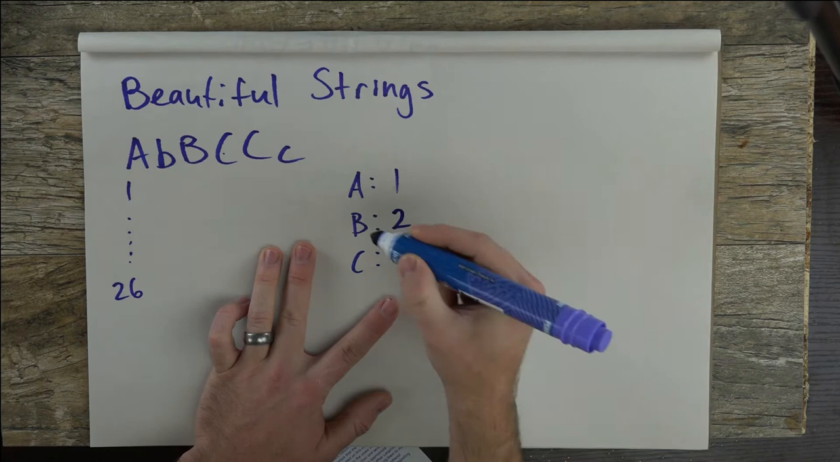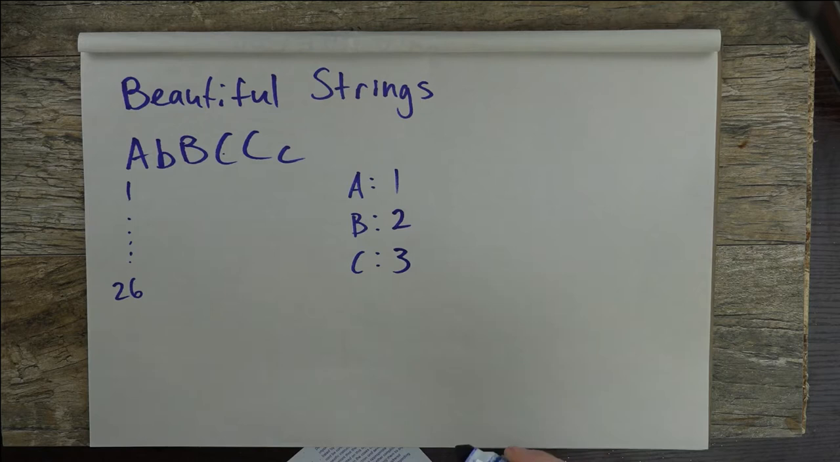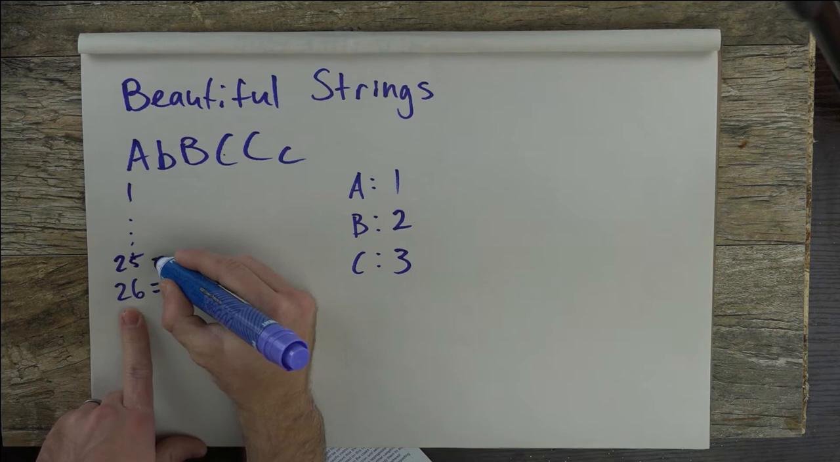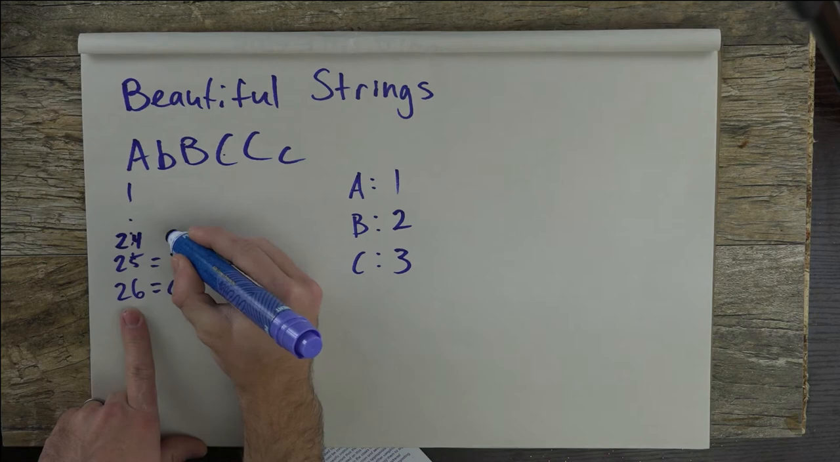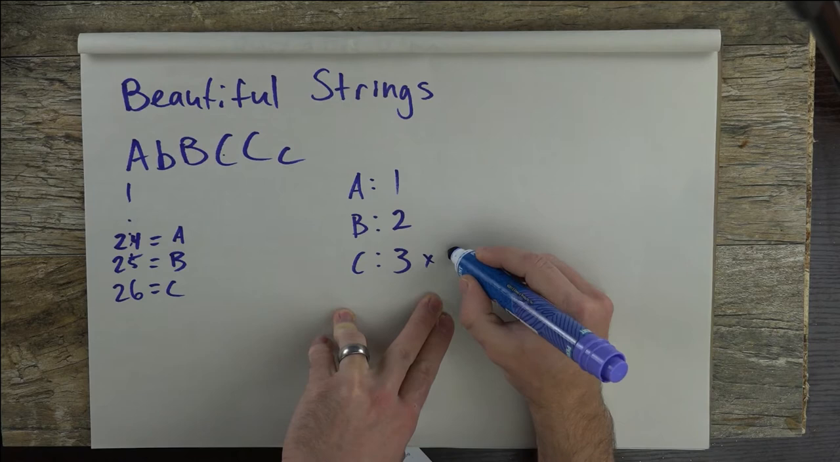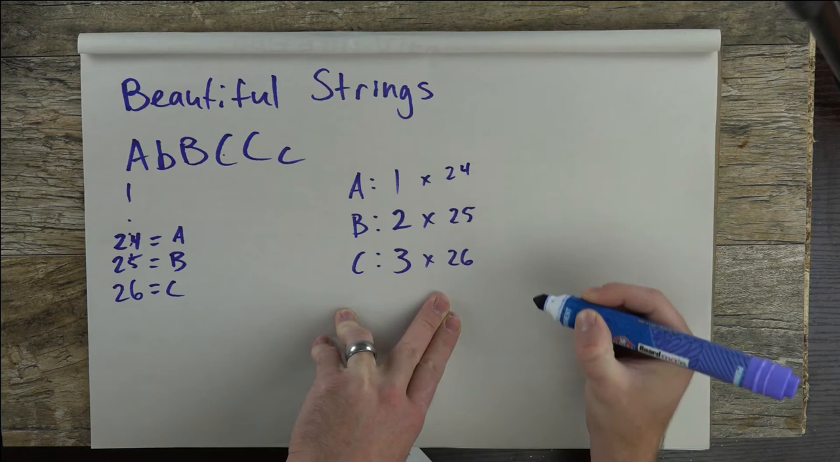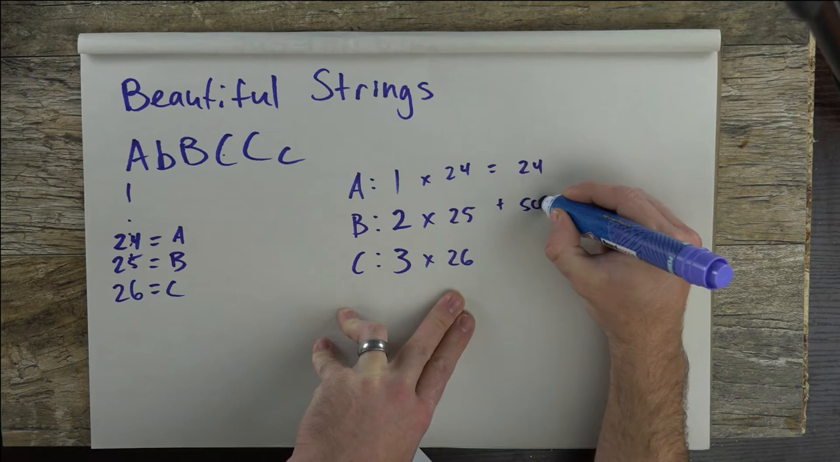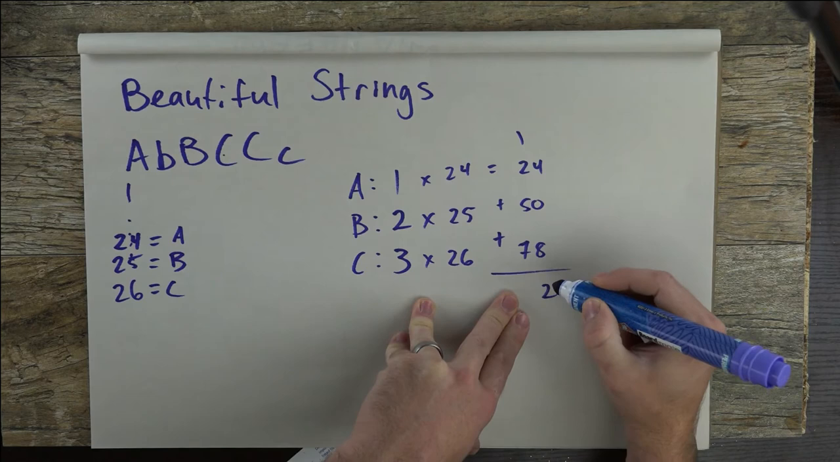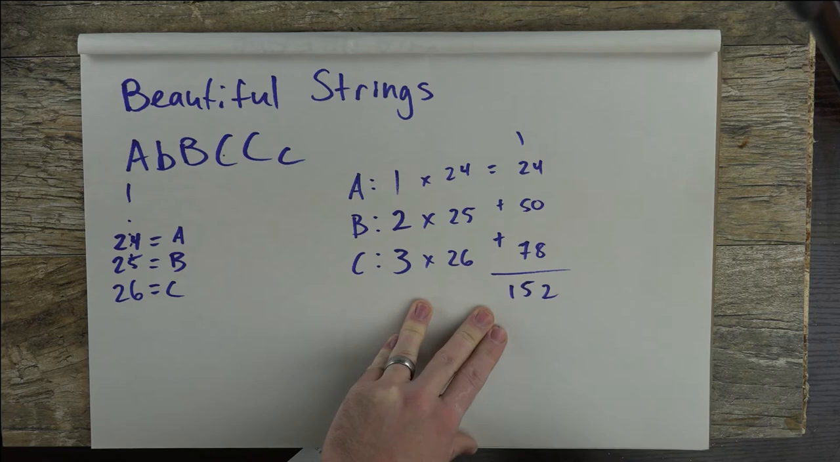Now we know to get the highest value for beauty, if we can assign each character any score, then if we assign C, it's going to be 26 points. B is going to be 25. And A is going to be 24. Then to calculate the beauty for this string, we have 3 C's, so we do 3 times 26, plus 2 times 25, plus 1 times 24. So that equals 78 plus 50 plus 24. And then we add these all together. 152. So that would be the maximum score that we could give to this string.